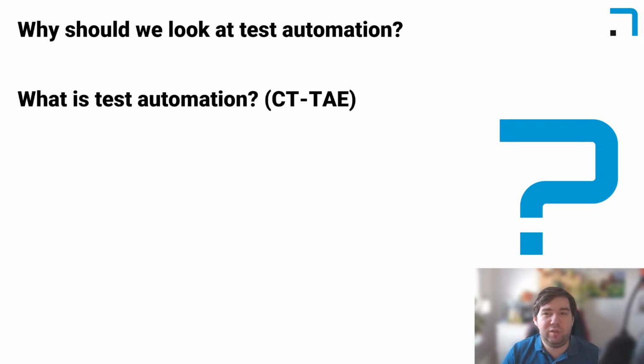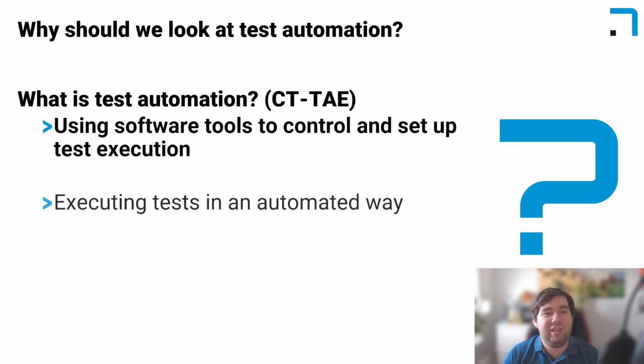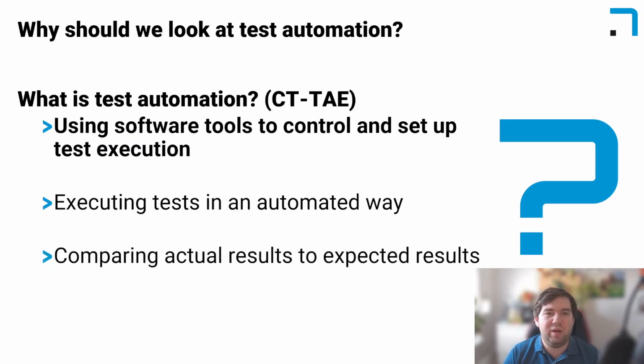But what is test automation? Well, simply put, by the ISTQB, it is using software tools to control and set up test execution. With this, I think the two most important words we have are control and setup. Control, meaning not only does it execute itself, so we execute tests in an automated way, but also that we control and we check and compare the actual results to our expected results.